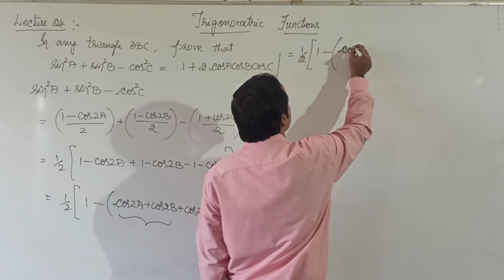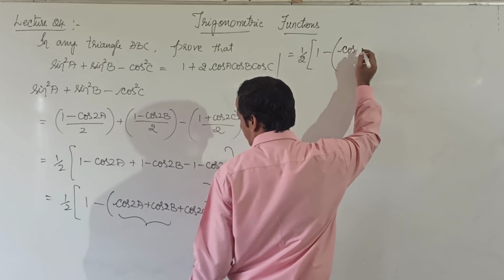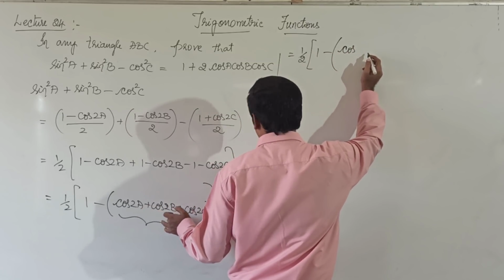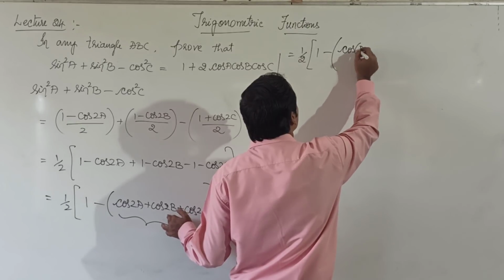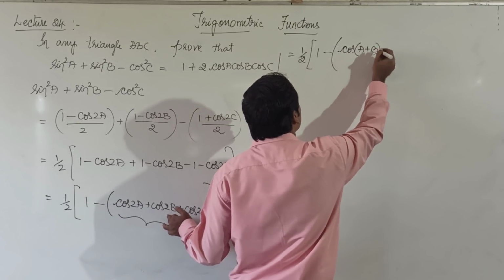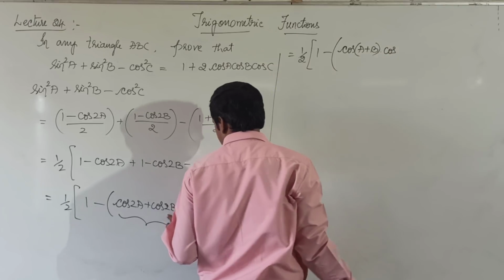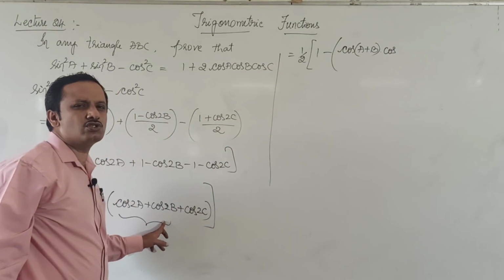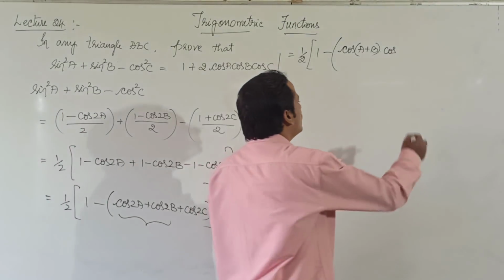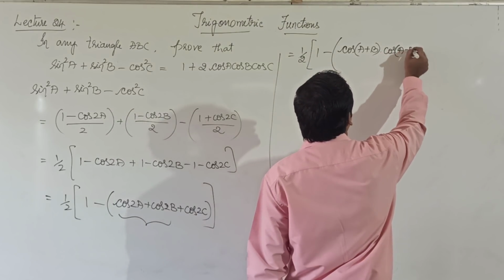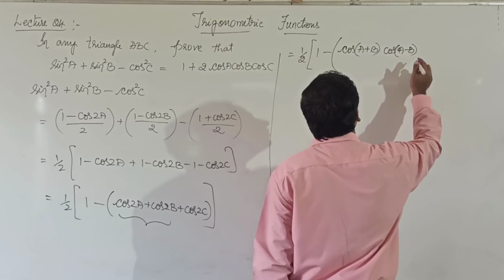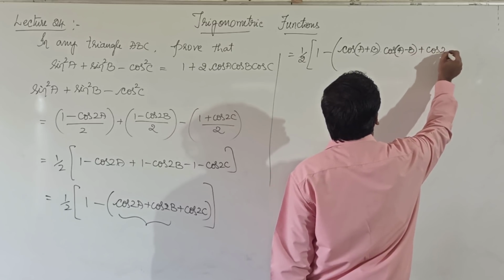Cos of (C plus D) by 2. (C plus D) by 2 means (2A plus 2B) by 2, which I'll write as A plus B, into cos of (C minus D) by 2. (2A minus 2B) by 2 is nothing but A minus B, plus cos 2C.